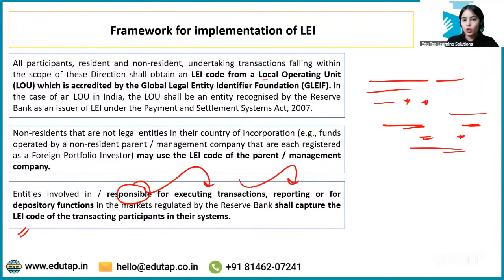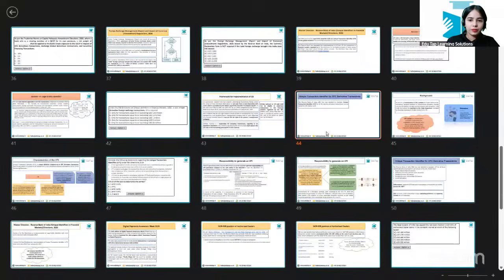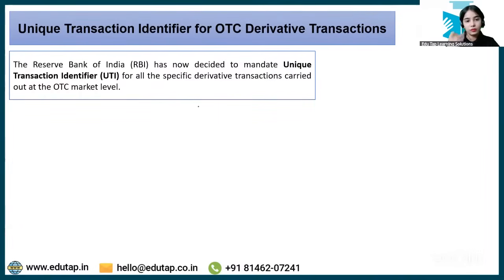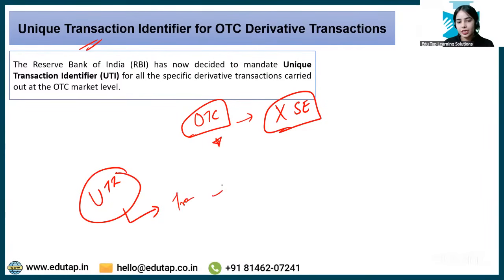Yes, there is the local operating unit now that issues the LEI code in India. So now coming to the over the counter. Over the counter transactions are those transactions that are not happening through the stock exchanges. Okay. So unique transaction identifier, it has been particularly said that it will help in identifying the transaction that is the over the counter derivative transaction. Okay.